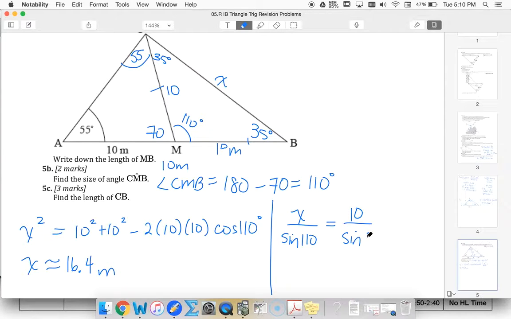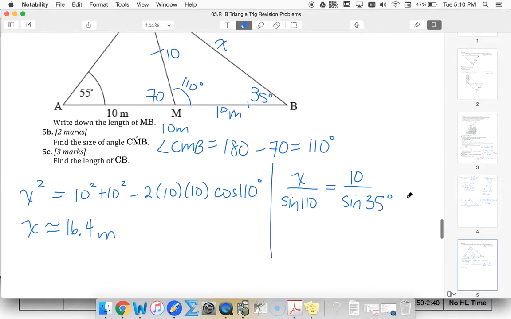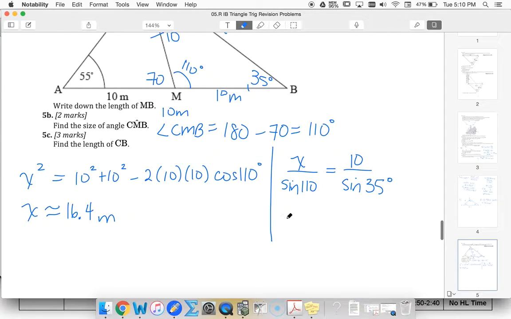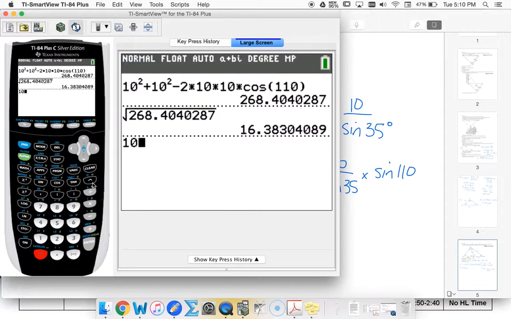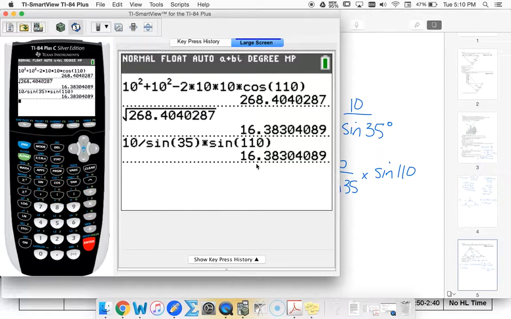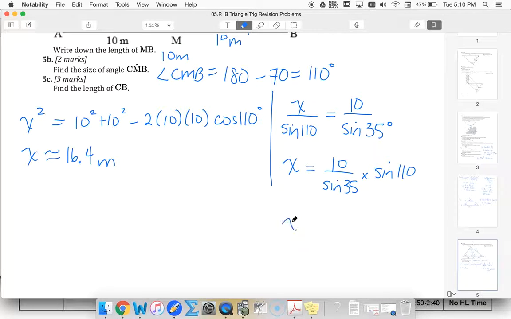by sine of 35. So remember, I'm going to use the version of the sine rule that has my x on top. So this time it's a side, so side on top. To get this x alone, I'm going to multiply both sides by sine of 110. So 10 over sine 35 times sine of 110. Hopefully I'm going to end up with the same value of x. Let's see. Times sine 110. 16.4. So it doesn't matter which method I use there, I get the same answer.